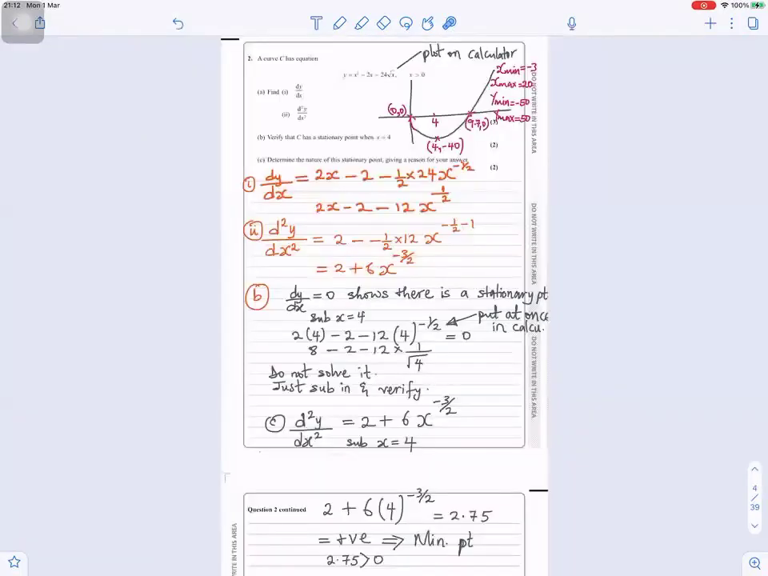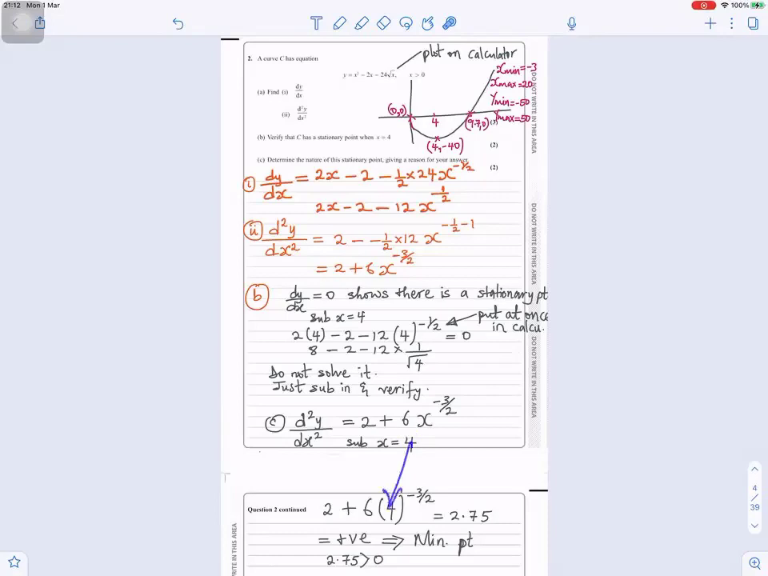Part C says determine the nature of the stationary point. So nature means you want to find out if it's a minimum point or a maximum point. So you use the second differential. You differentiate the second time, which you've done over at the top. There it is, 2 plus 6x to the minus 3 over 2. And you substitute x equals 4.